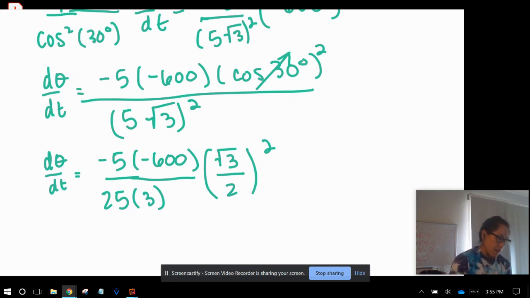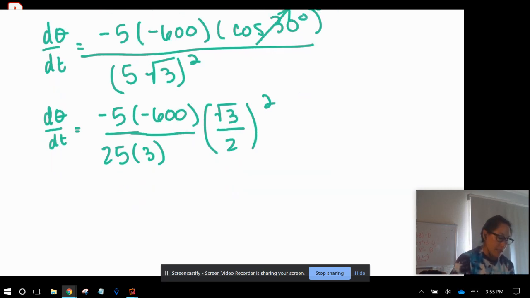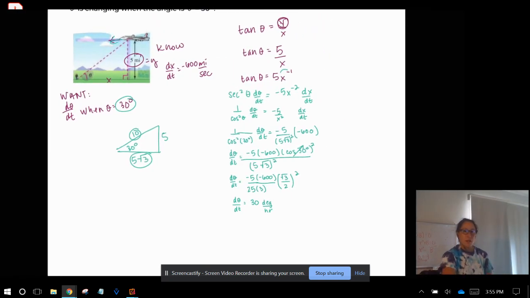Whew, I made it. Okay, I am honestly just going to type this into my calculator. And what I get is 30 degrees per hour. So as I move this way at negative 600 miles per hour, the angle is changing at 30 degrees per hour. So that makes sense because if I'm moving to the left, then I'm going to have to keep looking higher and higher and higher to see the airplane. So the angle is increasing. And that is it.